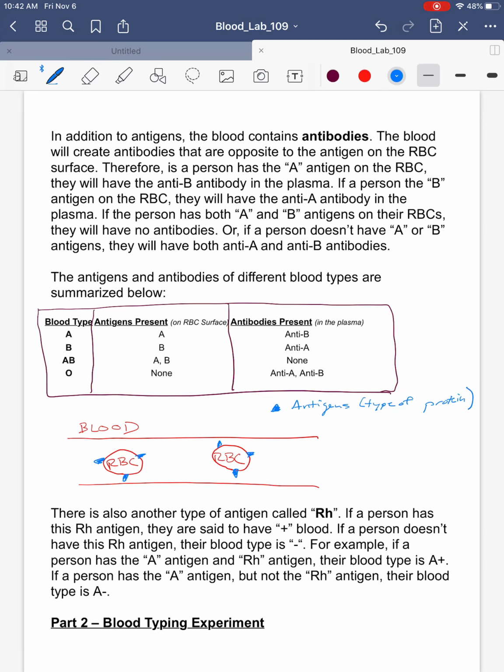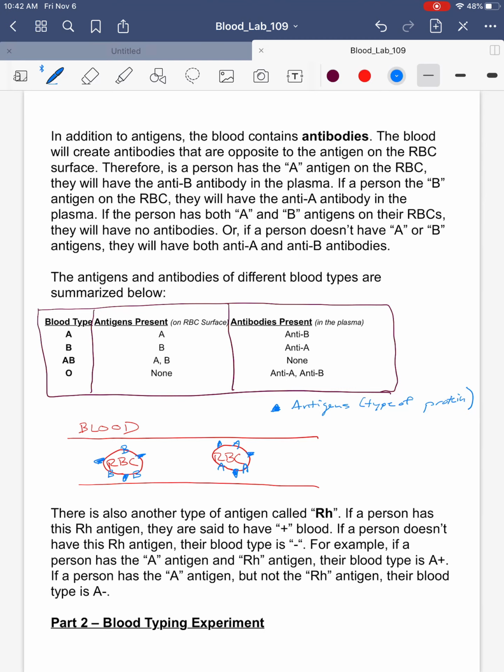Depending on what type of antigen you have, that tells you what your blood type is. Let me say that again. What antigen you have on your red blood cell surface, that tells you what your blood type is. So for example, let's say that this red blood cell on the right has the A antigen, whereas the red blood cell on the left has a B antigen.